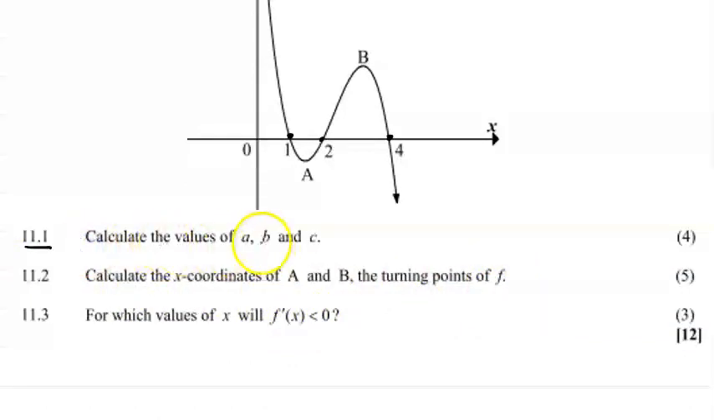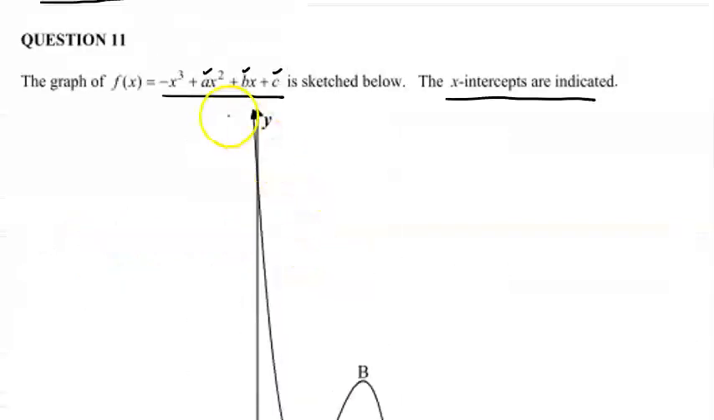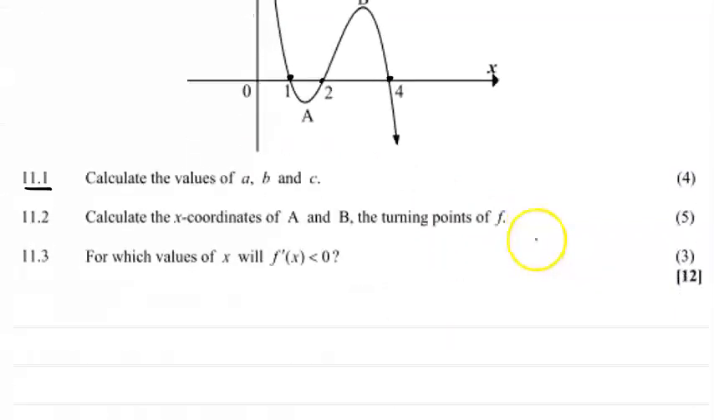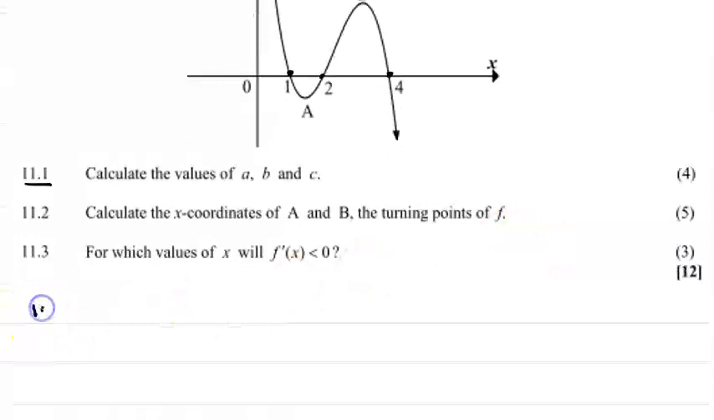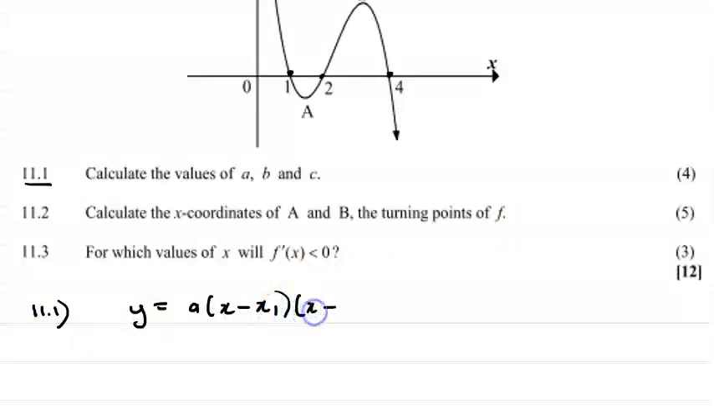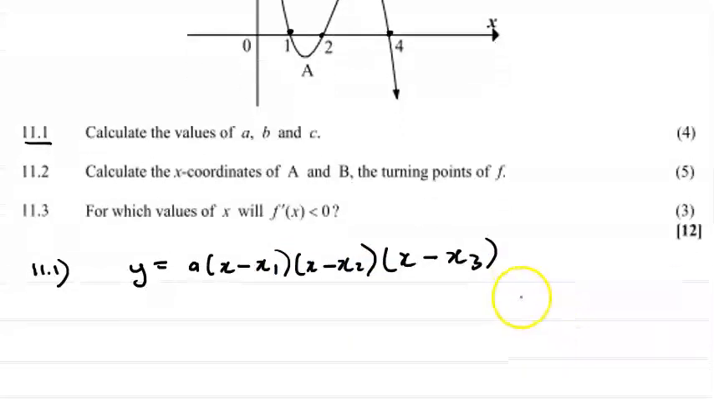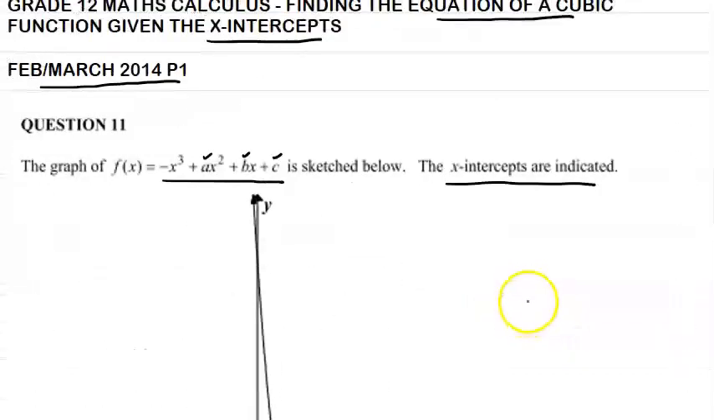11.1. Calculate the values of a, b, and c. So they're asking you basically to find the equation of this particular graph. So let's do that. The formula that we need to use is the following one. So we're going to say y equals a into x minus x1, x minus x2, and x minus x3. So this is the cubic function in the intercept form.